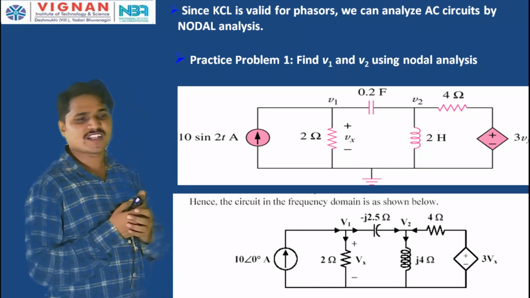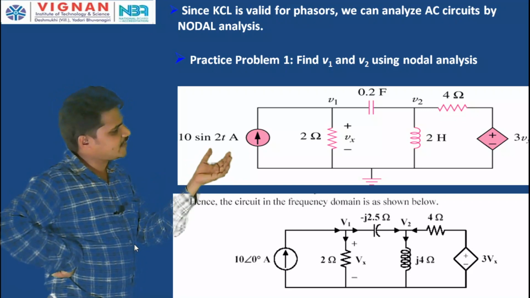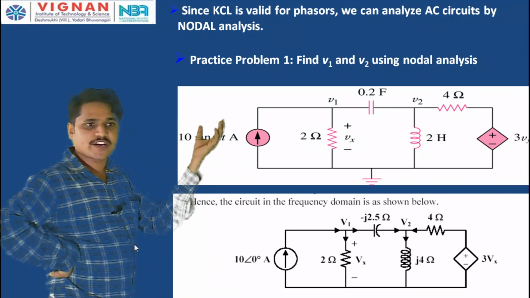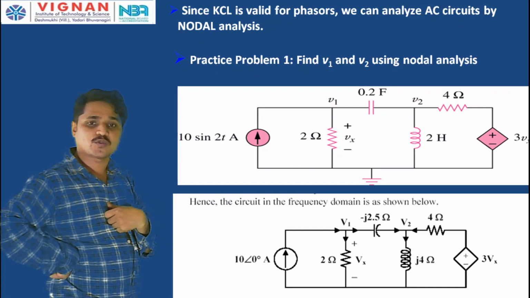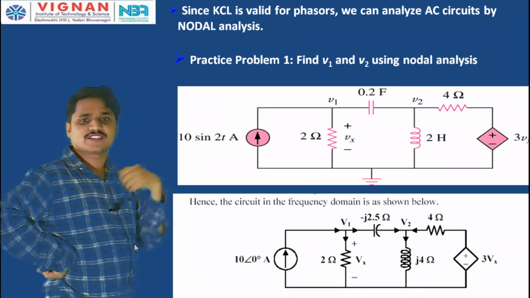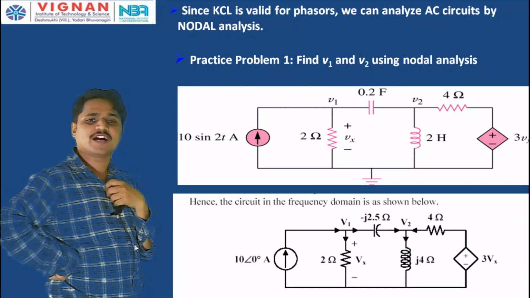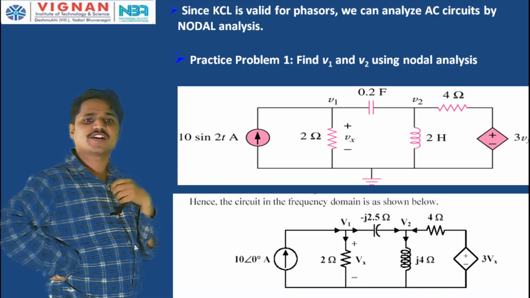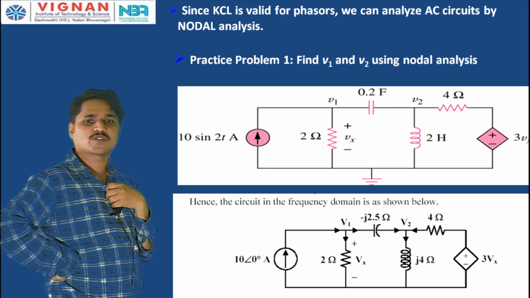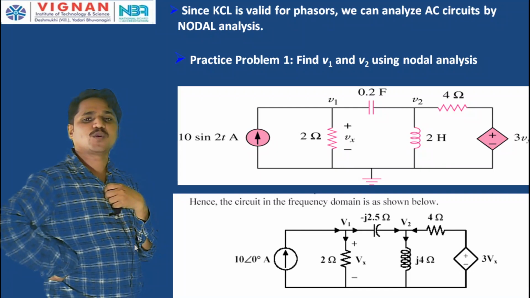Okay. Now, what is the first step to apply the nodal analysis technique? The first step is to identify the number of nodes in the given circuit. What nodes? Principal nodes. Okay. Now, see here, first V1 is there. The V1 node is a principal node because it connects 3 elements: a current source, a 2 ohm resistor, and a 0.2 farad capacitor. So, the V1 node is a principal node.